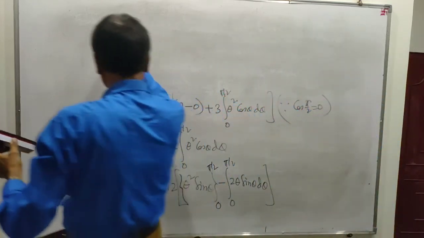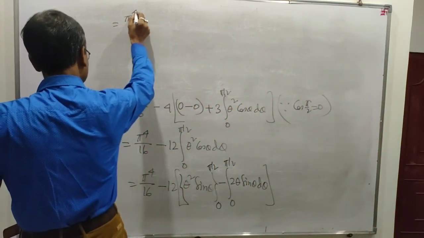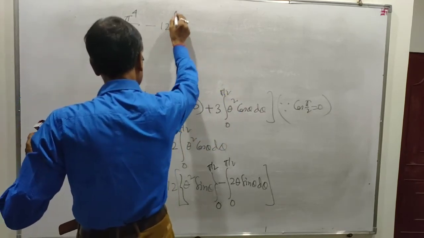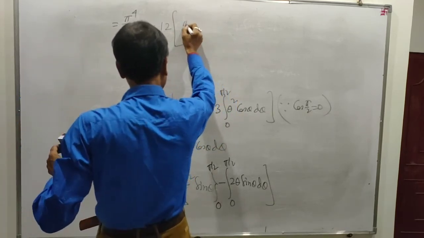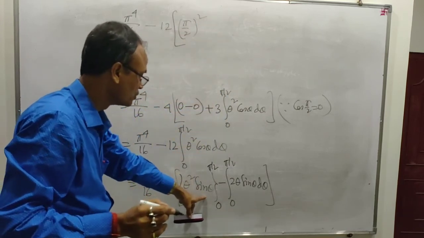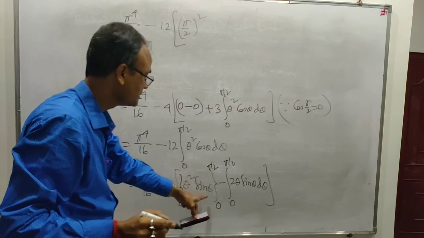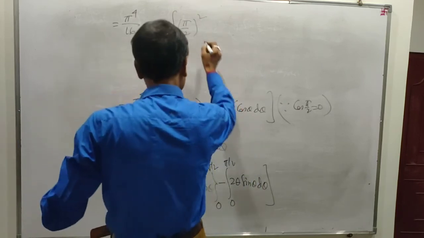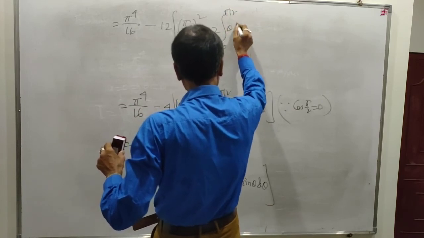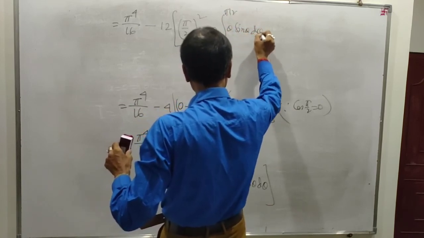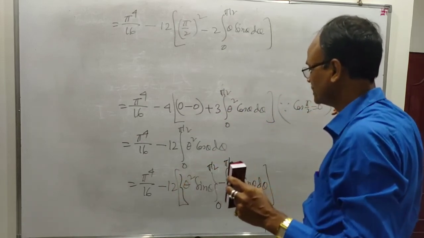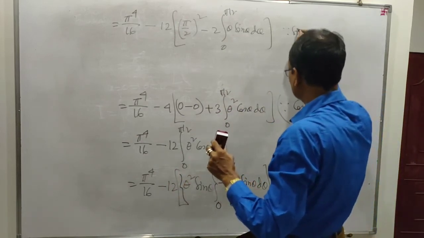This is equal to pi to the power 4 by 16 minus 12 times pi by 2 whole square, since sin pi by 2 is equal to 1 and sin 0 equal to 0, minus 2 times integration 0 to pi by 2 theta sin theta d theta.